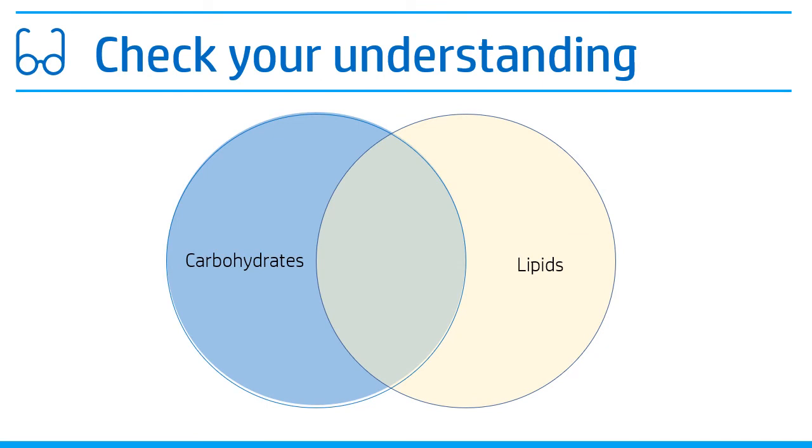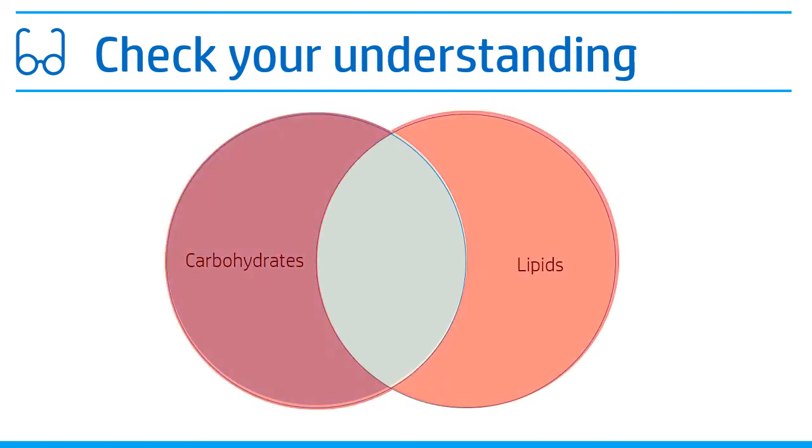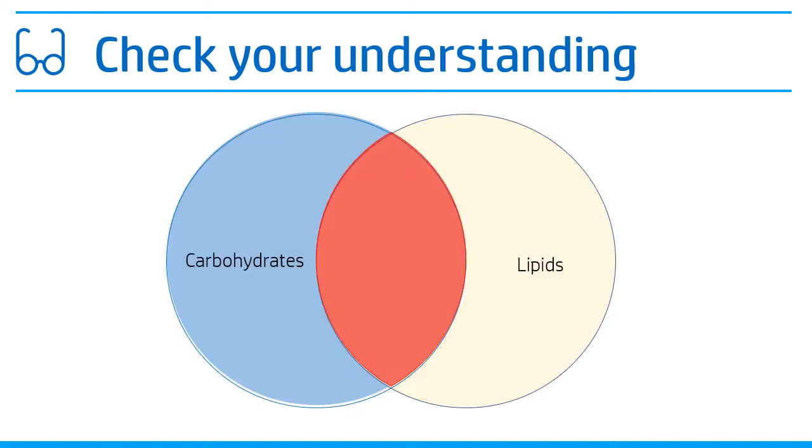Using a Venn diagram, we will be able to see the differences and similarities of different objects. In this area, you're going to write their properties that are different from each other. In the center of the diagram, you will write the properties of carbohydrates and lipids that are similar. Do this in a piece of paper and submit a copy of your work to your teacher.